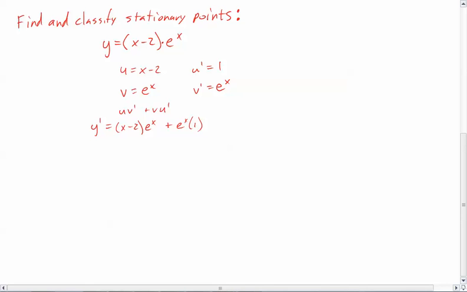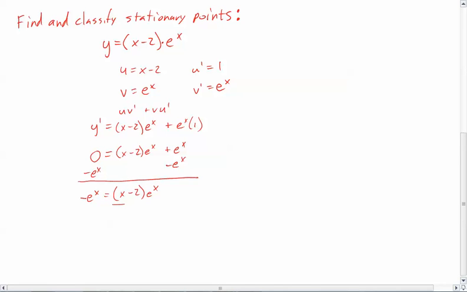Now from here, we have to figure out how to get the derivative equal to 0. So we're going to say 0 equals x minus 2 times e to the x plus e to the x. I'm going to subtract e to the x, so I have negative e to the x equals x minus 2 times e to the x.